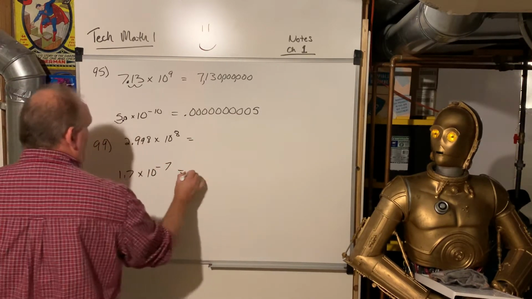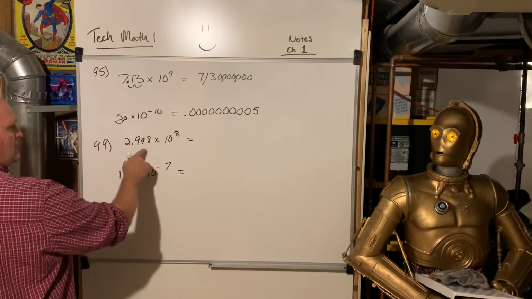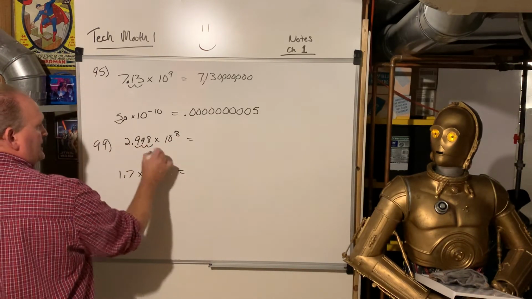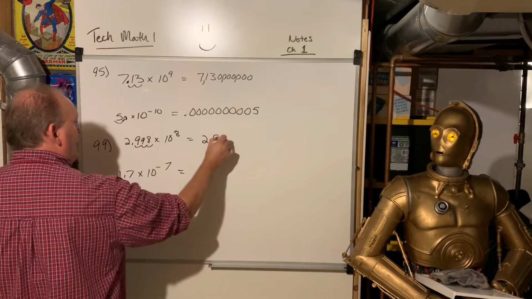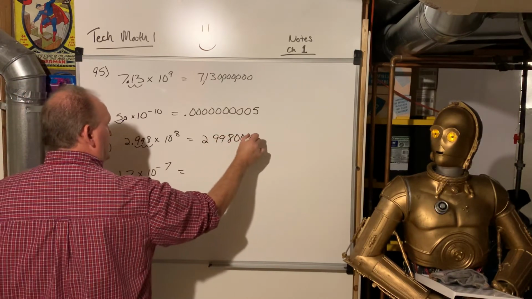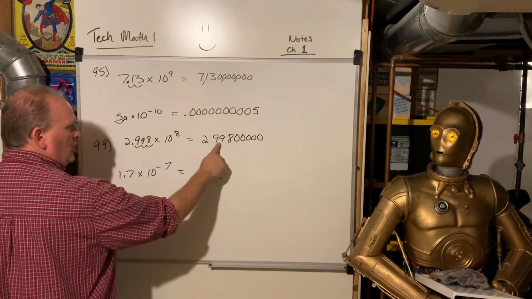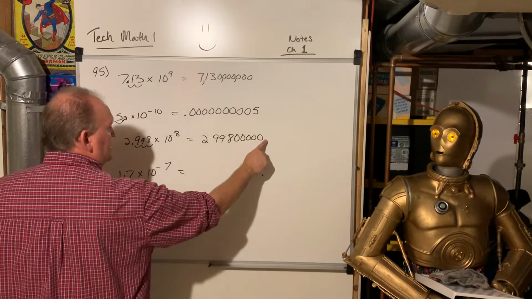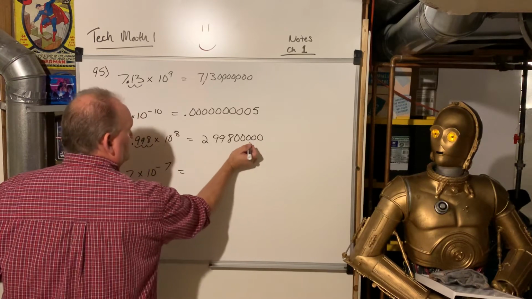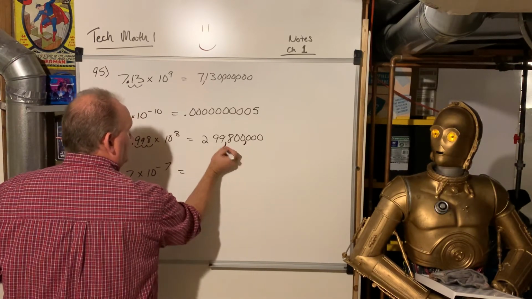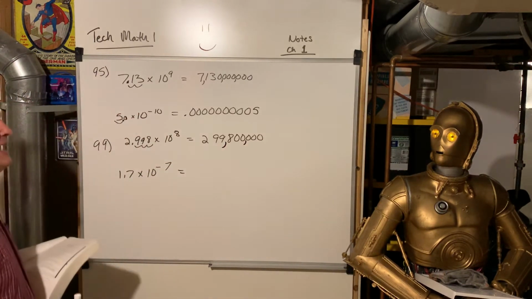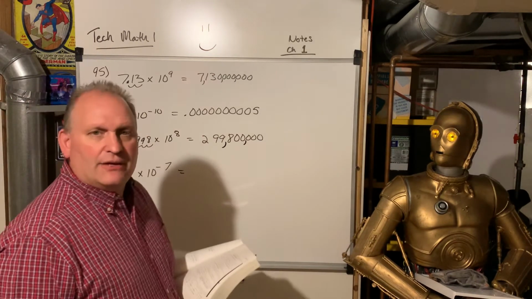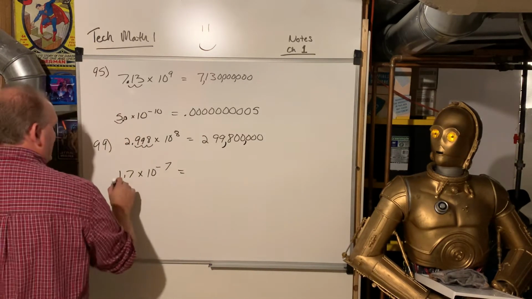So let's take a look at that. This moves it 8 places to the right. So 3 of them are taken up already. So we're going to add 1, 2, 3, 4, 5 zeros. Because look, 1, 2, 3, 4, 5, 6, 7, 8. And then after you get that decimal ready, we can count out by 3s. So that's 299,800,000. What about a really tiny number here?